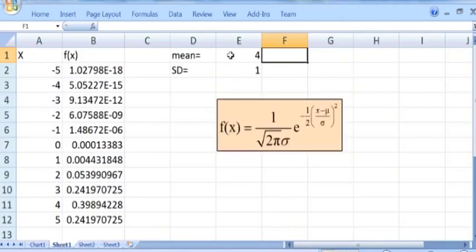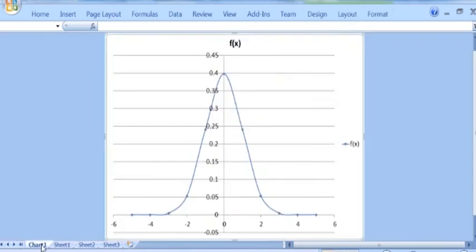So let me change the mean back to 0. So you can see that this is the original bell-shaped curve with mean at 0. So by shifting the mean, we can see that the whole bell-shaped curve shifts accordingly. So the location of the distribution changes according to the mean.